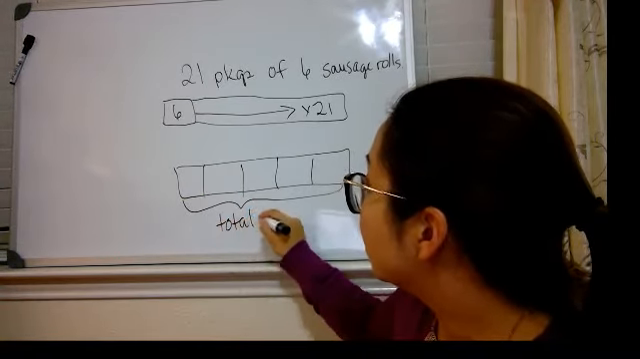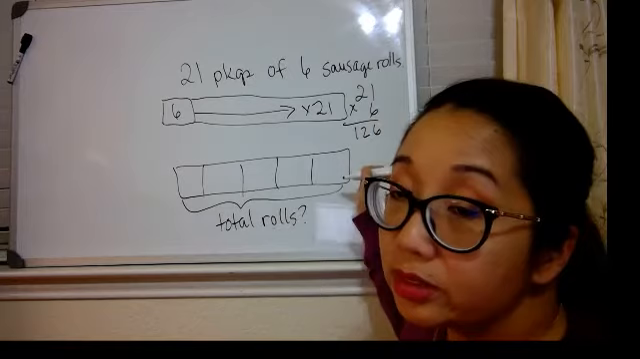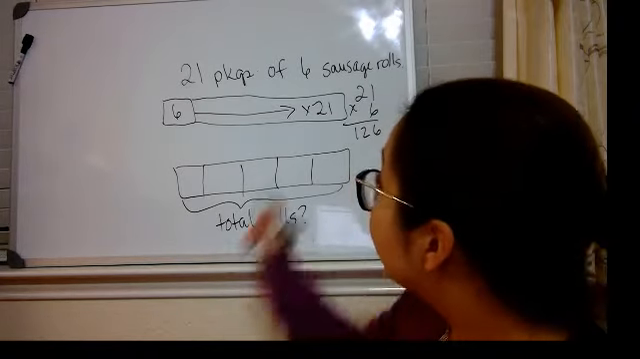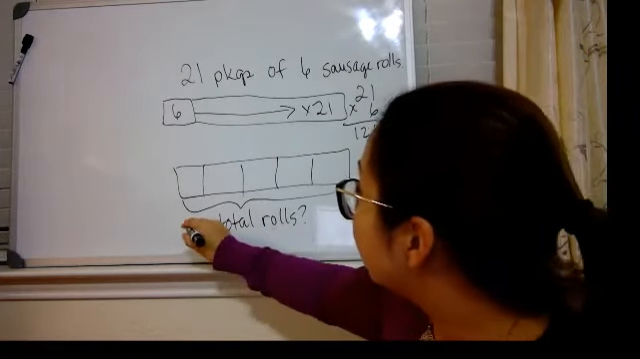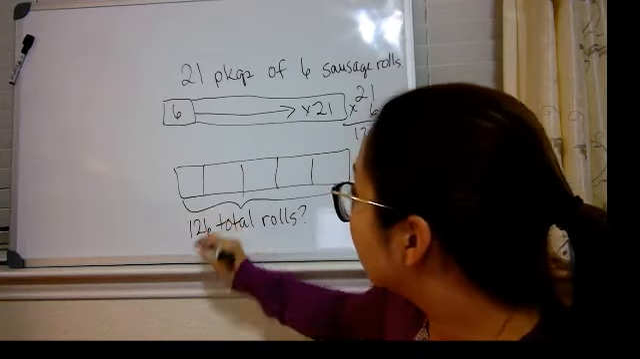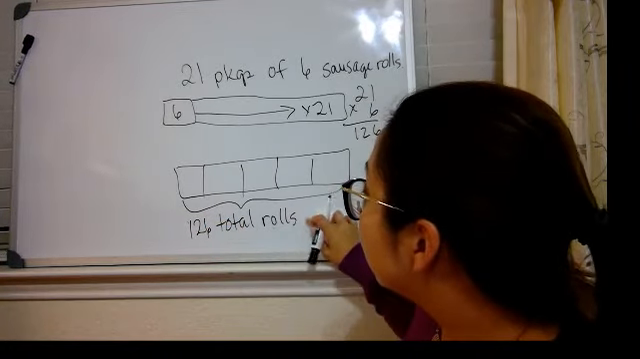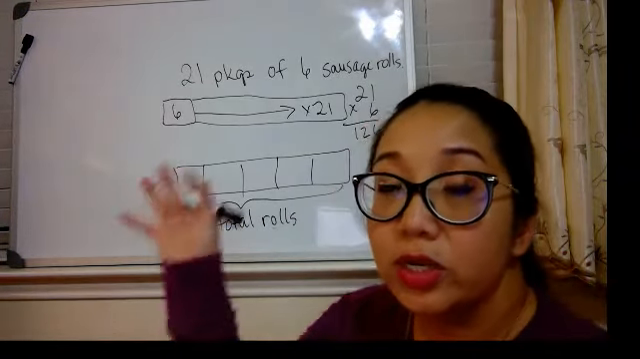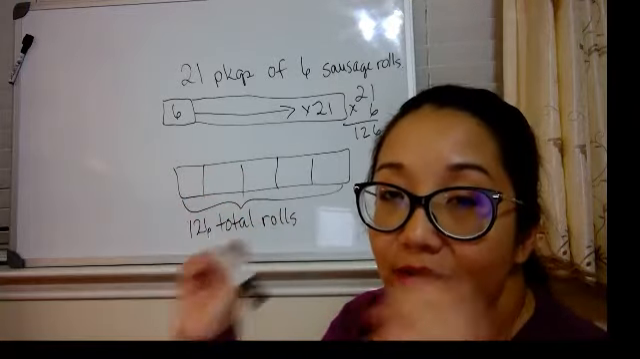21 times 6 is 126. That's where this number comes from. This number matches this one. 126 total sausage rolls. And you're going to divide that number out into the 5 trays.